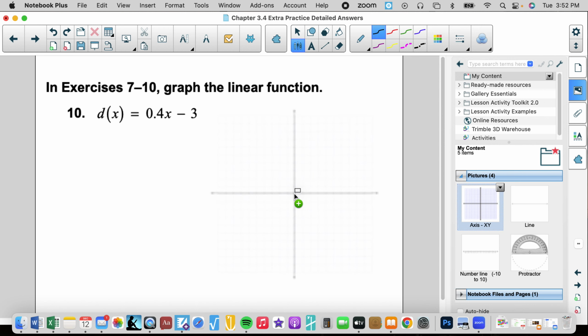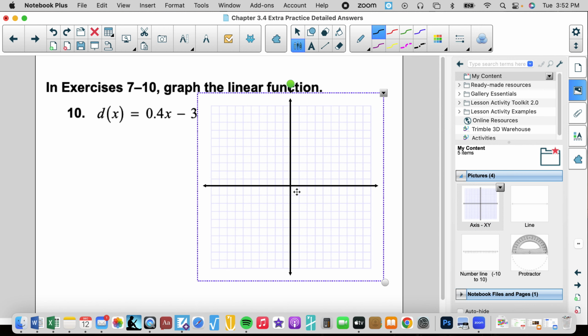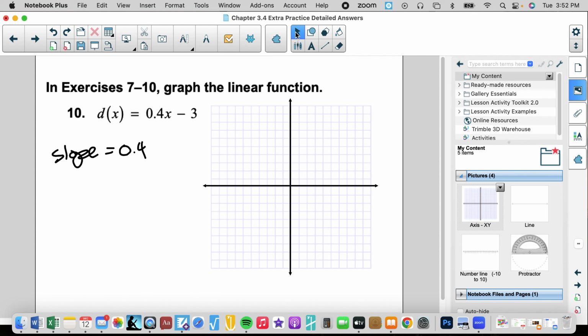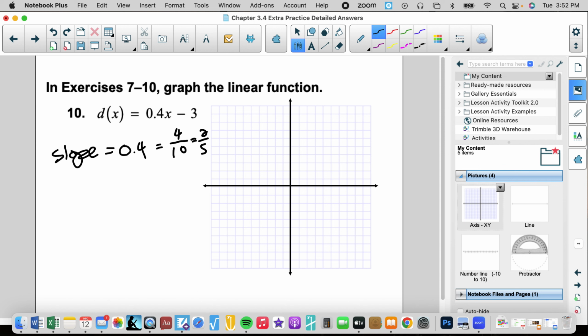All right, let's do number 10. We have a slope. Ooh, I like this. Slope of 0.4. Now, we could make that a fraction, 0.4 over 1, but who wants to go up 0.4 and then write 1? Yuck. Instead, I'd rather write that as 4/10 or 2/5, which is up 2, right 5. To me, that's much better. My y-intercept is going to be negative 3. So decimals I'm going to convert, unless it's a repeating decimal.